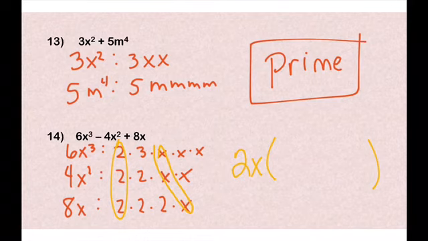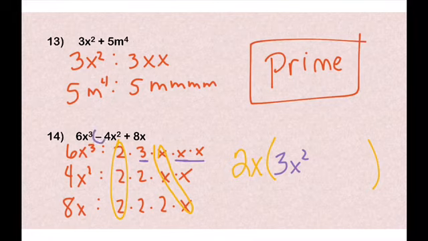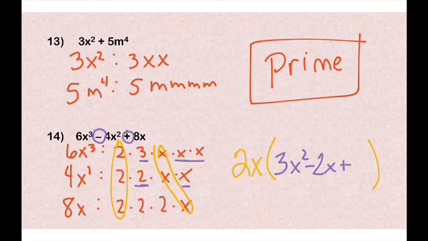So I'm going to say 2x times what? Look at all your leftover pieces. 3x to the second minus 2x plus 4. And there you go.